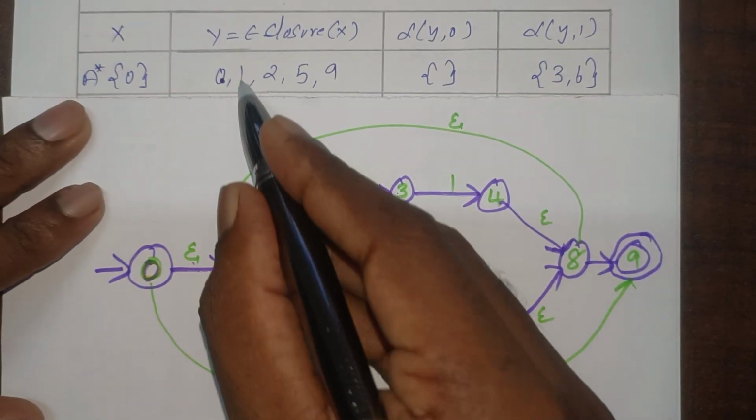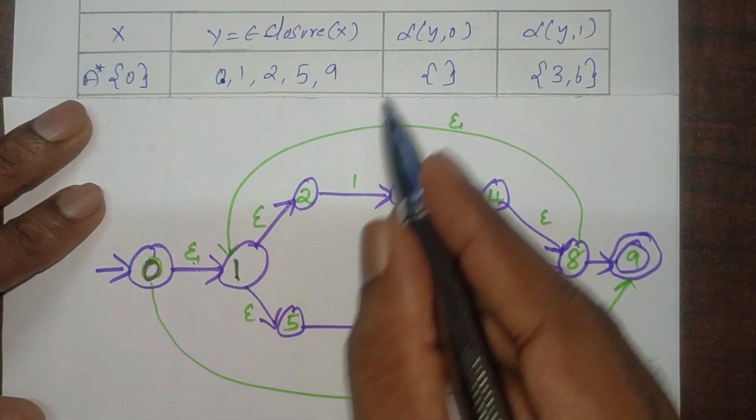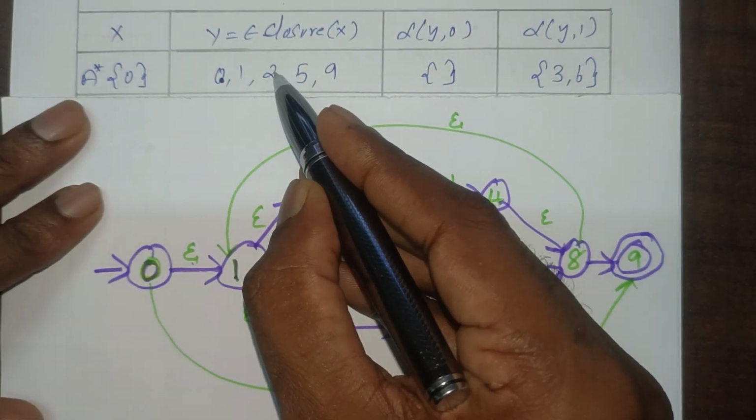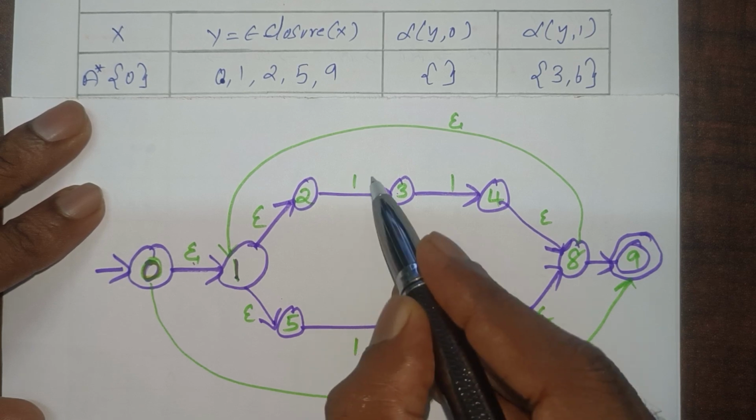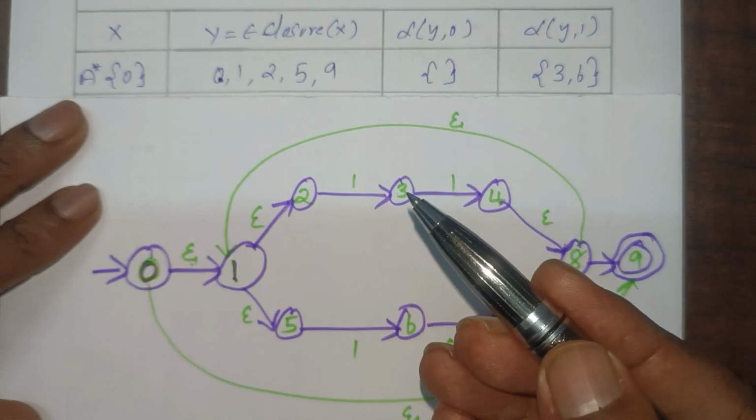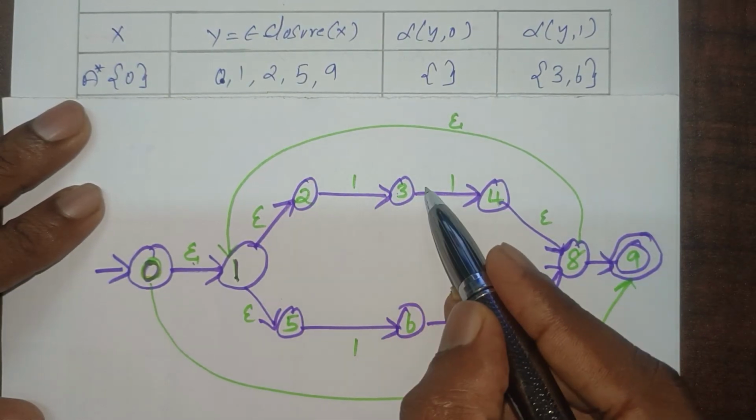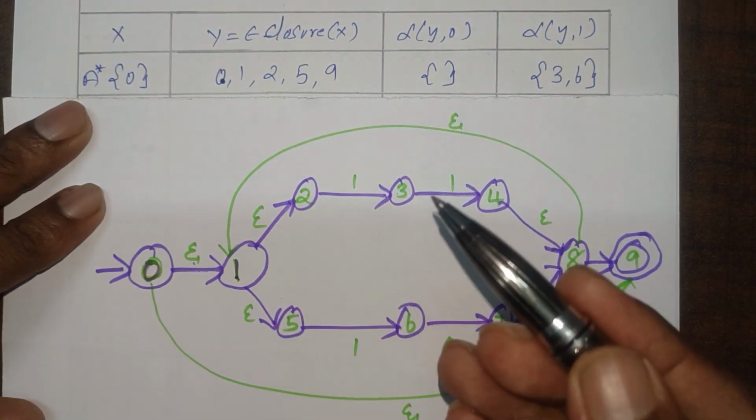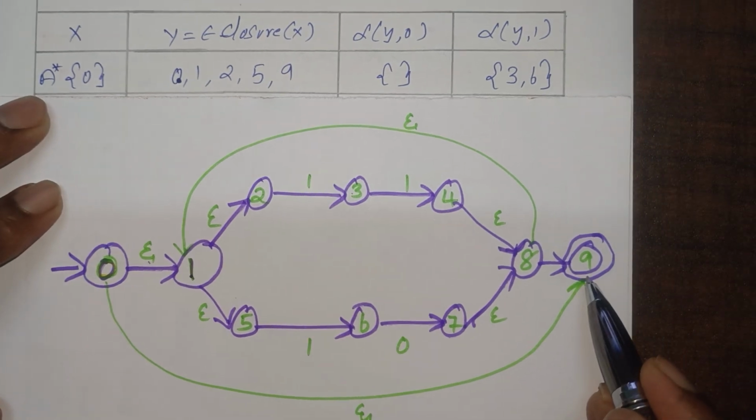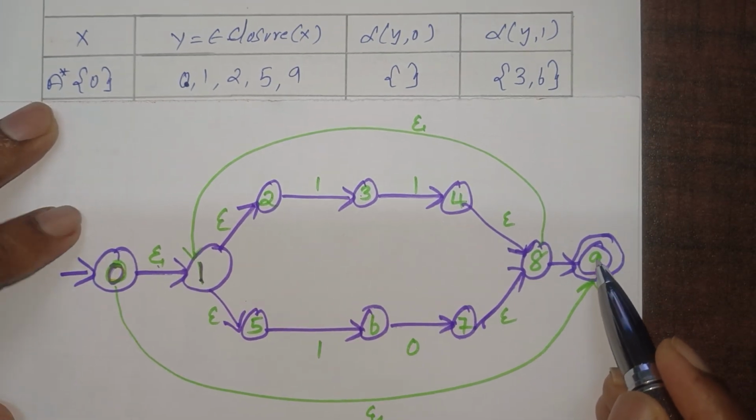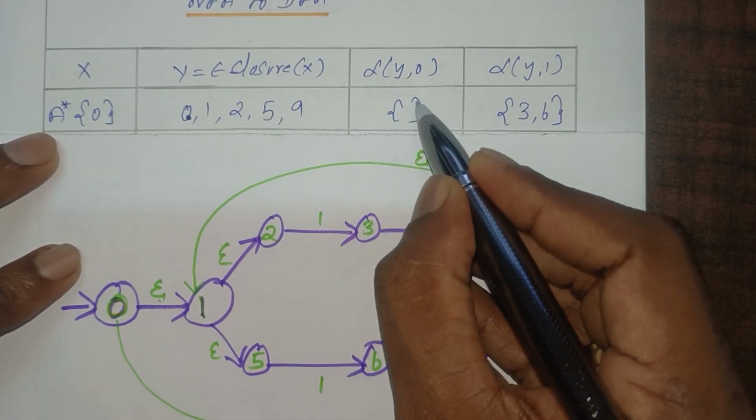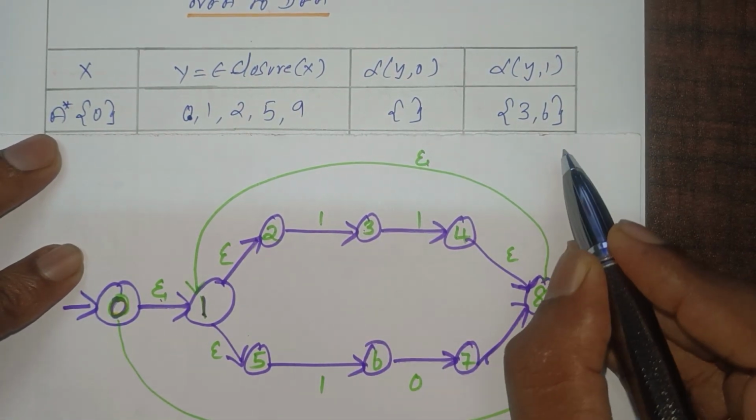There is no. And 1 is not taking 0 as an input to reach any other state. No. And 2 is not taking 0 because 2 is taking 1, not 0. So no conversion here. And 5 is not taking 0 to reach any other state. And finally 9 is not taking 0 to reach any other state. So I have mentioned it here as empty set initially, right?